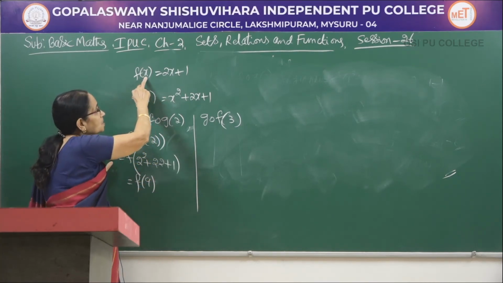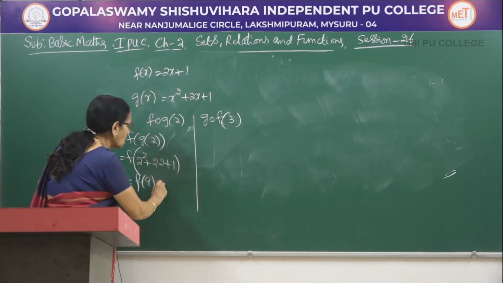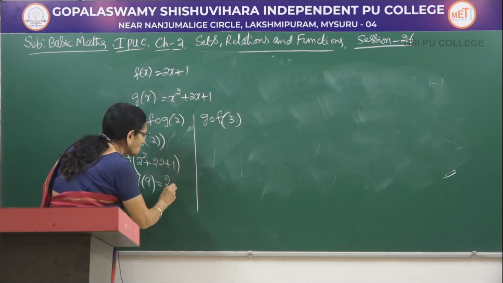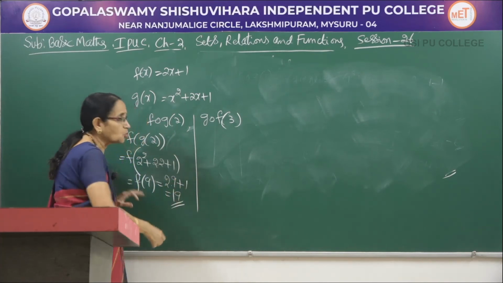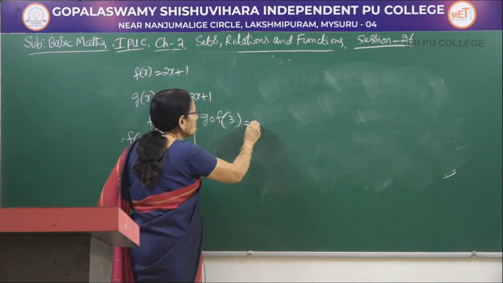Here, wherever x is there, it is multiplied by 2 and 1 is added. When 9 is there, 2 into 9 plus 1, 18 plus 1, that would be equal to 19. Now come to the other one.